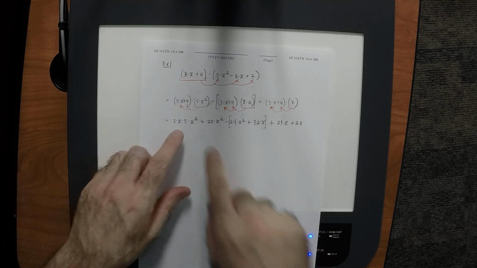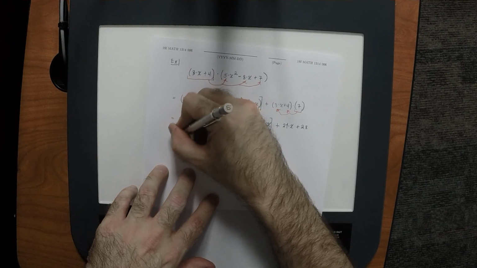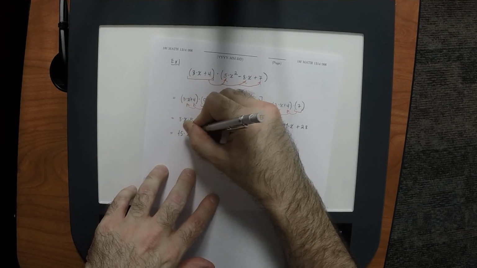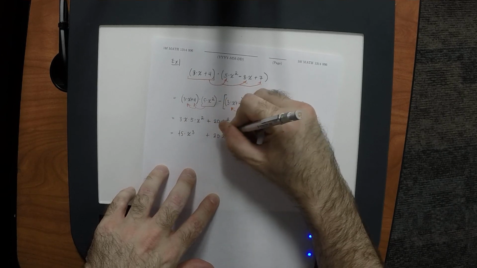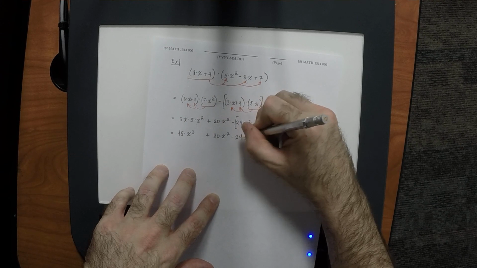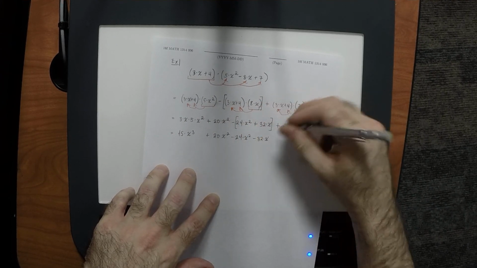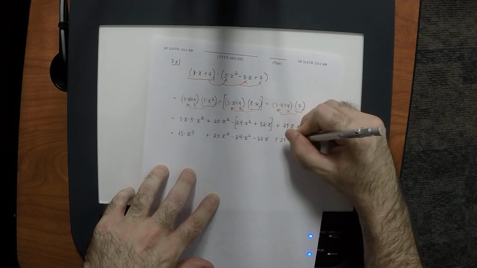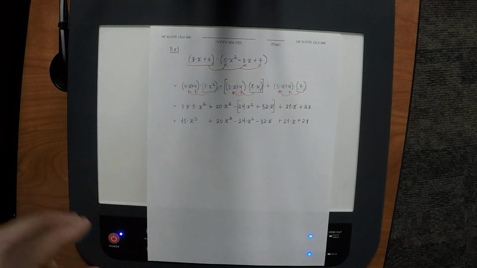Okay, so then what you do, I'm just going to do it real quick. So this would be 15x cubed plus 20x squared, subtract 24x squared, subtract 32x, plus 21x, plus 28. So now we just finally need to collect.